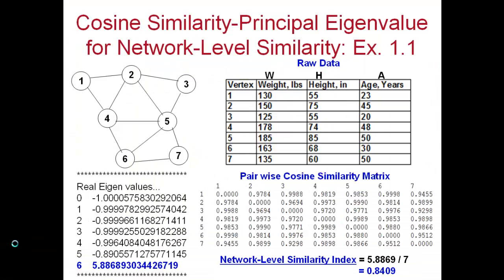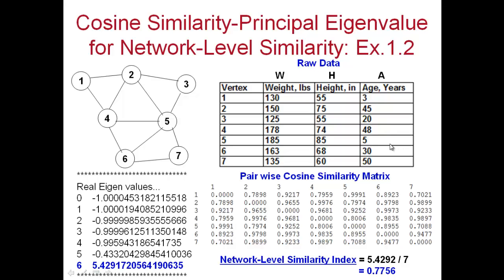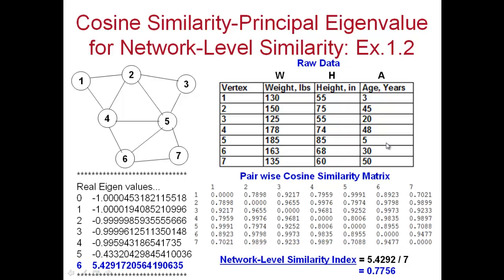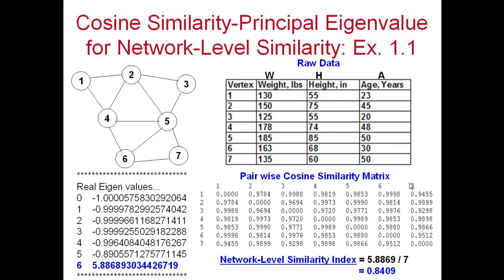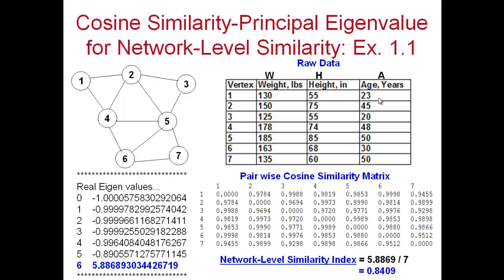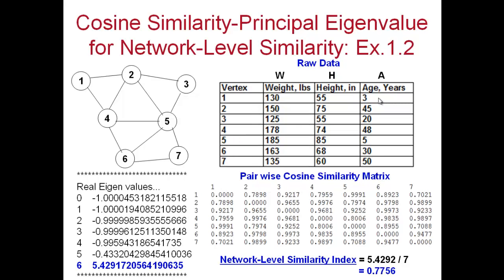Now, I'm going to change just one number here, which is for vertex 5. Instead of age 50, I'm going to make the age 5. Actually, I made two changes. For vertex 1, instead of age 23, I'm going to make age 3. So I'm going to introduce more dissimilarity. That means I'm going to reduce the similarity among the vertices by changing the values for 1 and 5. I'm going to see whether the network level similarity index reduces.